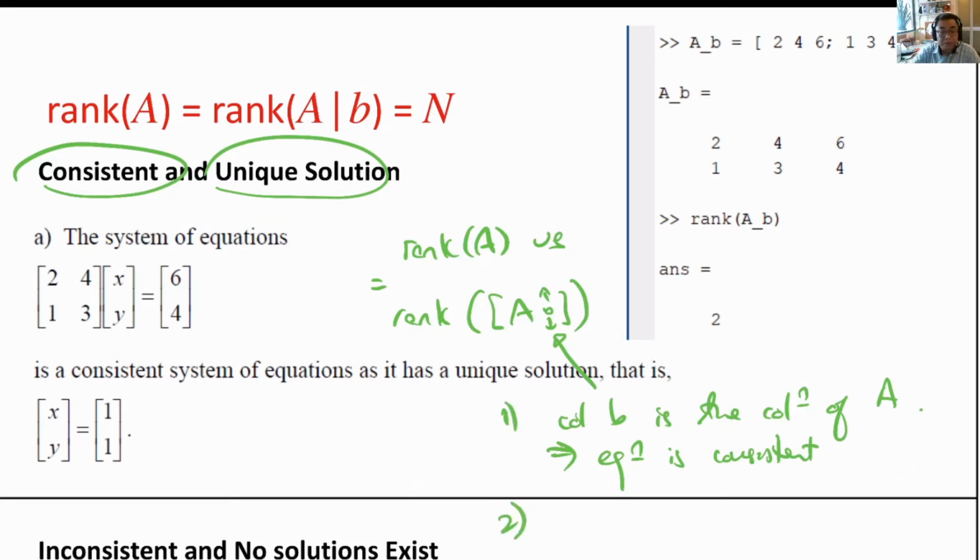Secondly, the rank of A is equals to 2, which is equals to n, and in this case implying that we'll have a unique solution.